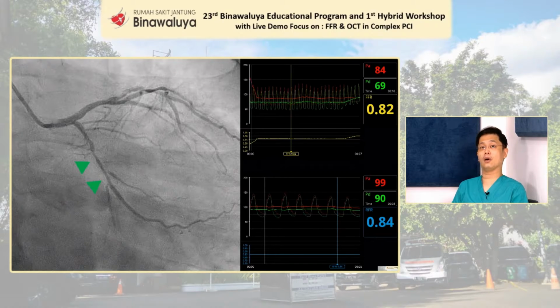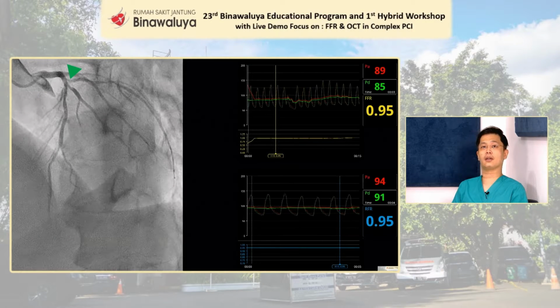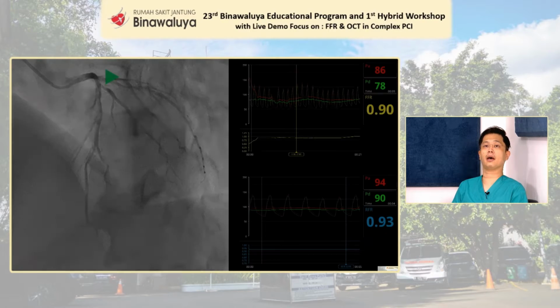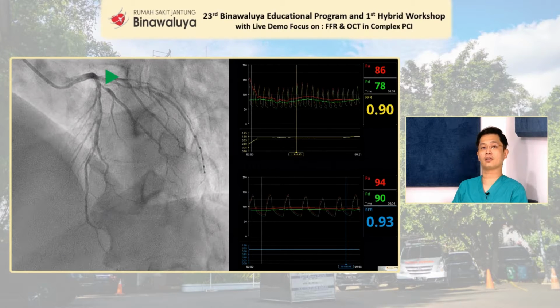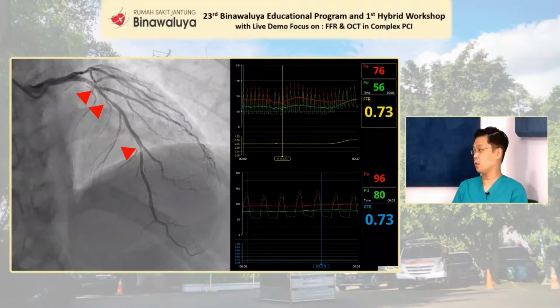If a lesion is focal, oftentimes the FFR tends to be abnormal, whilst the RFR tends to be normal. If it's the other way around, as in diffuse disease, the RFR oftentimes would be abnormal, whilst the FFR would be normal. The lesions at the ostium of the first and second diagonal were not significant, but it turned out that the physiological assessment for the LAD was significant at both 0.73 and 0.73.